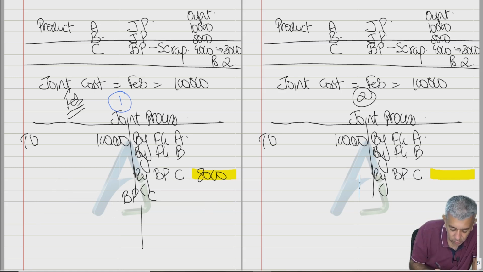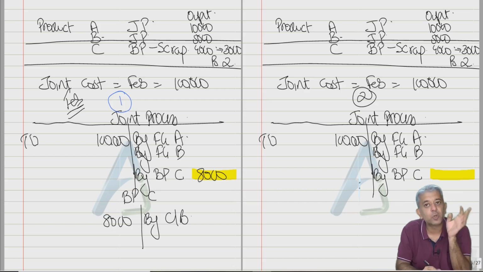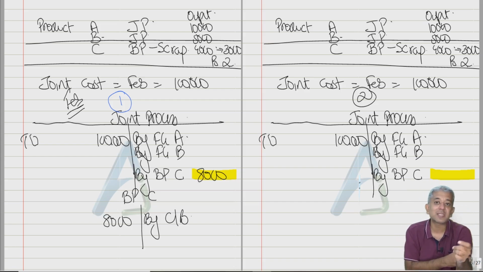Okay. So this 8,000 rupees will come over here. Against that, I will be writing by cash bank. Tell me, out of 8,000 rupees of scrap value, how much scrap have you got?